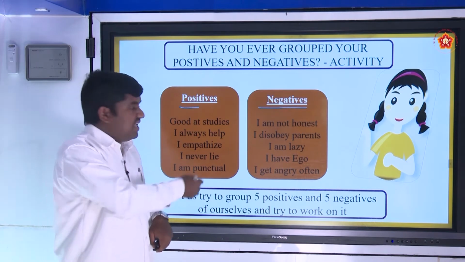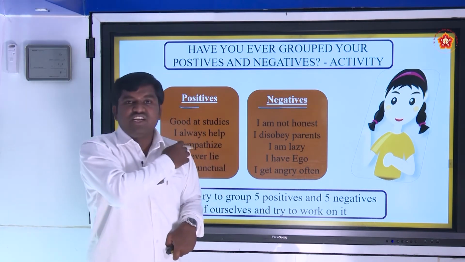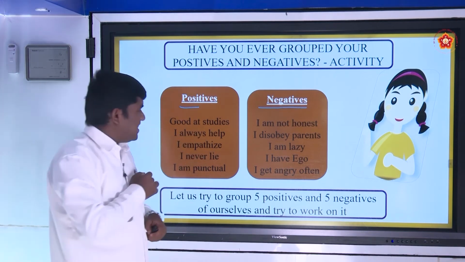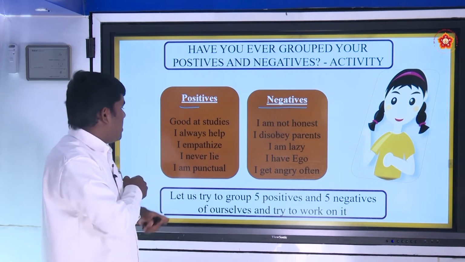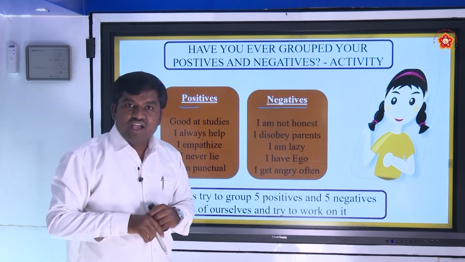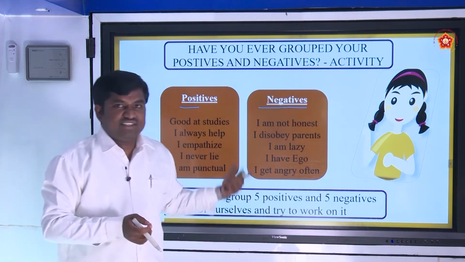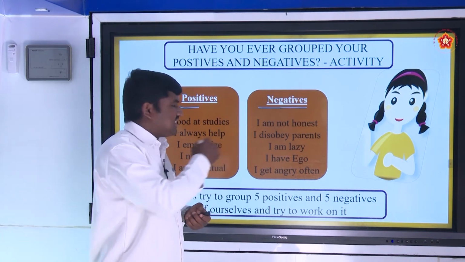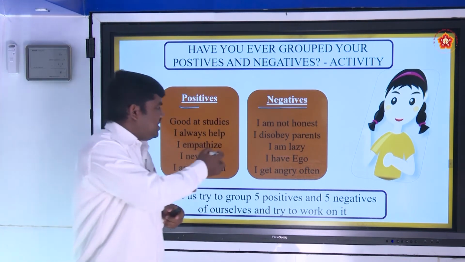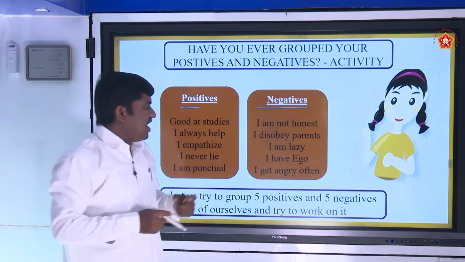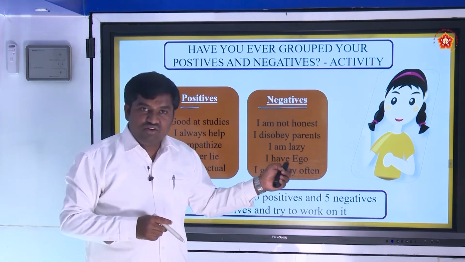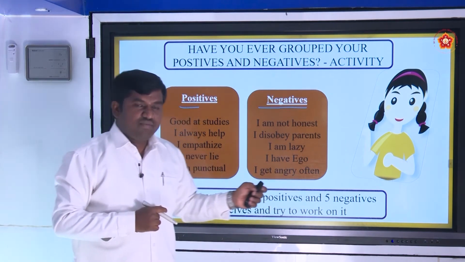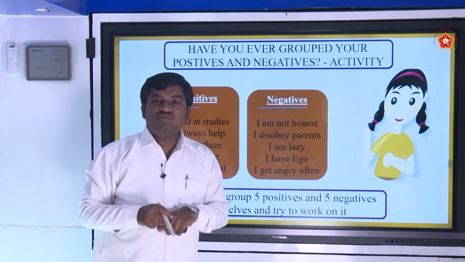Here are some examples of positives and negatives. Your positives may be: good at studies, I always help, I empathize, I never lie, I am punctual. These are some positives. Your negatives may be: I am not honest, I disobey parents, I am lazy, I have ego, I get angry. These are some negative points.